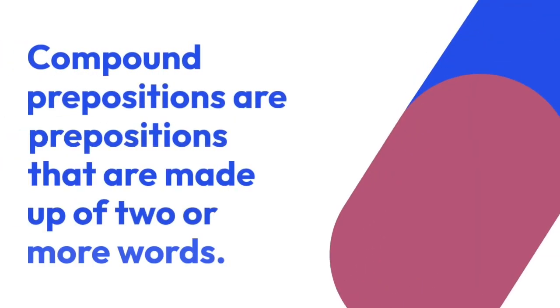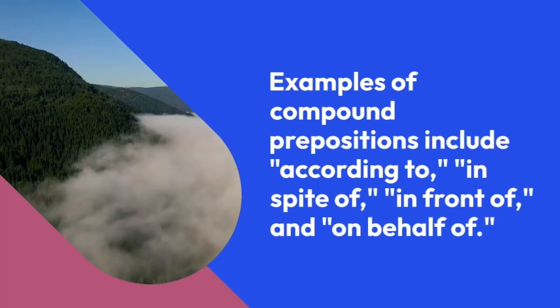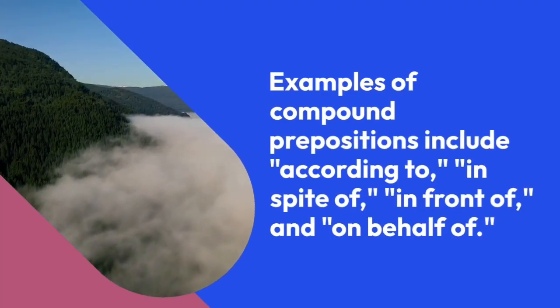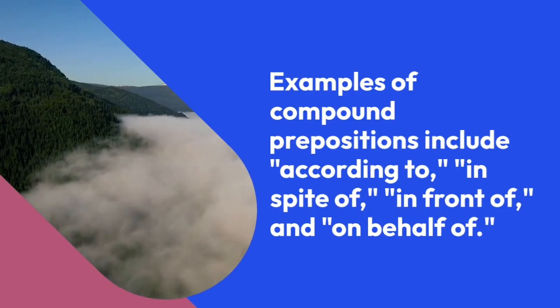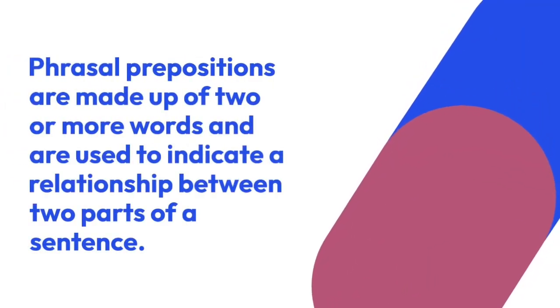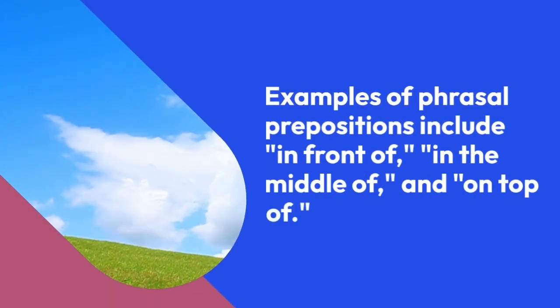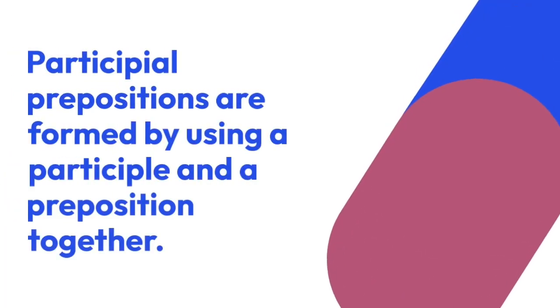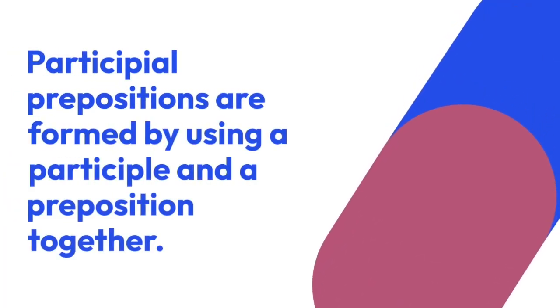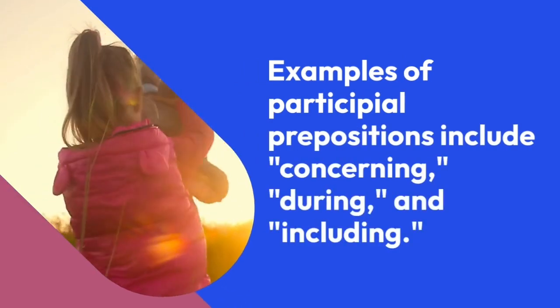Compound prepositions are prepositions that are made up of two or more words. Examples of compound prepositions include according to, in spite of, in front of, and on behalf of. Phrasal prepositions are made up of two or more words and are used to indicate a relationship between two parts of a sentence. Examples of phrasal prepositions include in front of, in the middle of, and on top of. Participial prepositions are formed by using a participle and a preposition together. Examples of participial prepositions include concerning, during, and including.